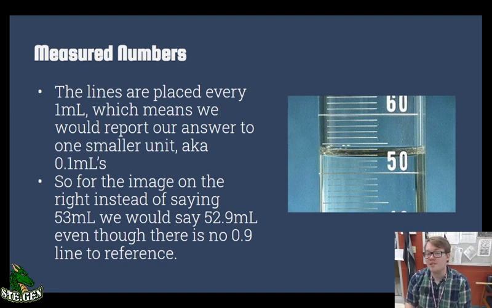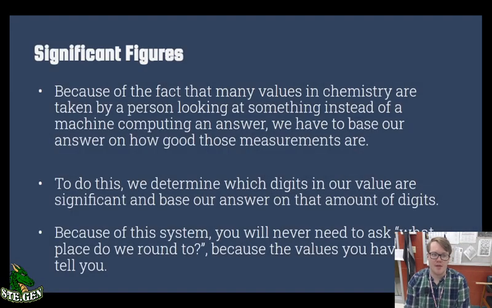Now, because of that reason, we have a system to determine how good or bad our measurements are, and that is significant figures. Because so many values are taken by a person looking at something instead of a machine just popping out an answer, we have to base our answer on how good the measurements are. So to do this, we have to determine which digits in our number are significant, are relevant to our actual calculation.